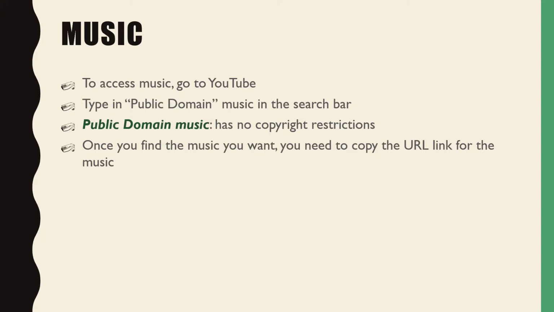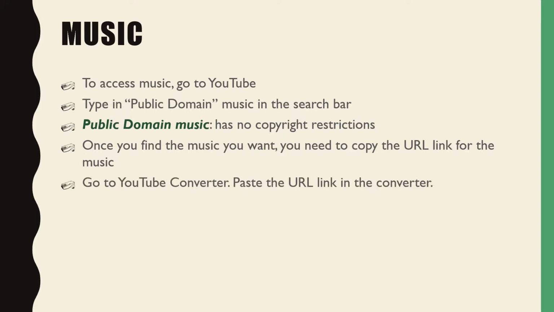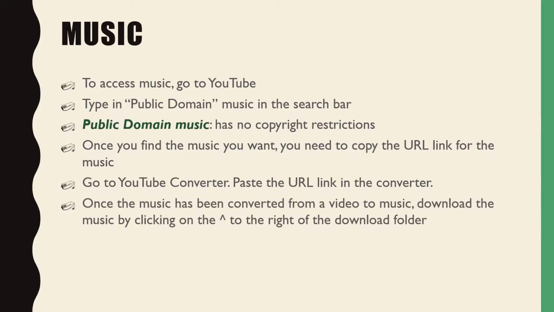Once you find the music you want, you need to copy the URL YouTube link for the music. Then you're going to go to YouTube Converter and paste the URL link into the converter. What you're trying to do is convert the video into an MP3 music file. Once the music has been converted from a video to music, download the MP3 music by clicking on the download button.